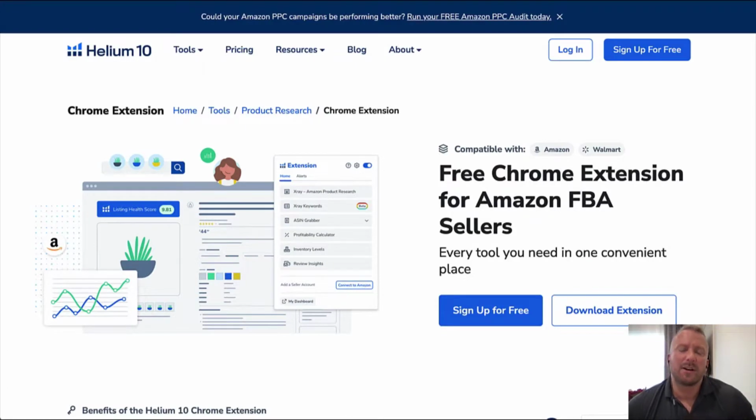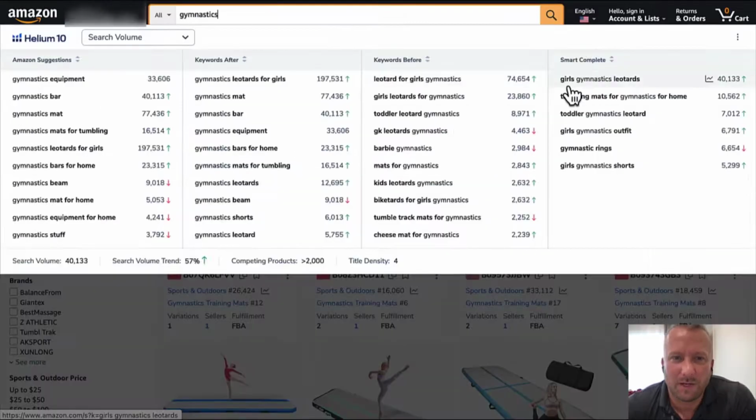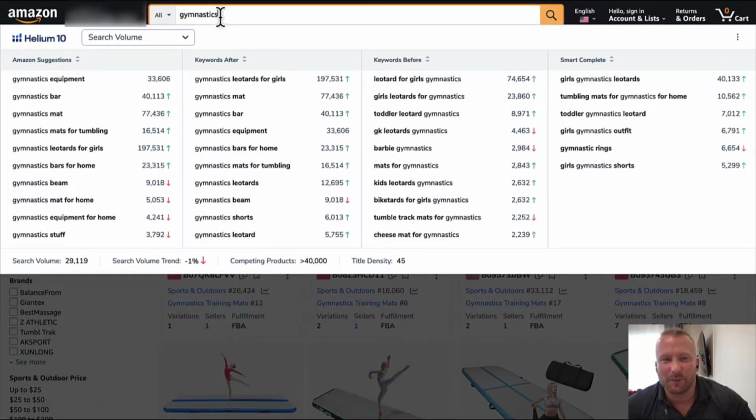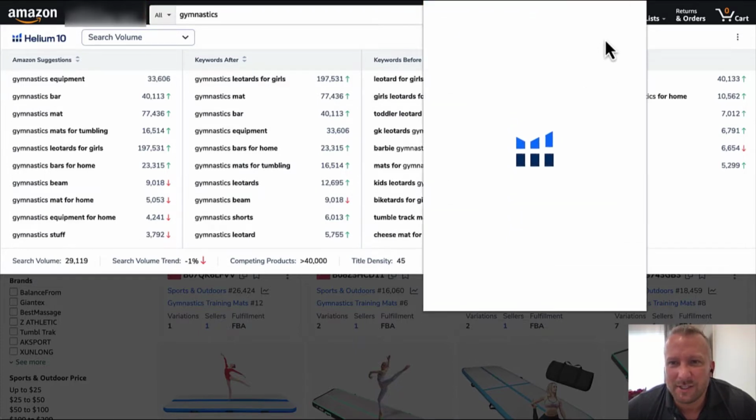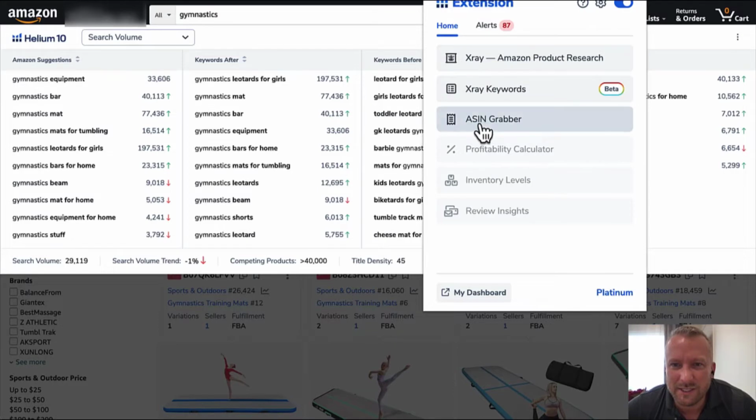Now, before you can start with this, you need to find this extension on Google. It's the Helium 10 Chrome extension. Just download it and install it to your Chrome. Now let's go into Amazon. Before you can see something like this, when you type something into the search field on Amazon, Helium 10 gives you all these different cool keywords with search amounts in front of you. You need to make sure your extension is live and on, you see the Xray here, and you are logged in to your Helium account.